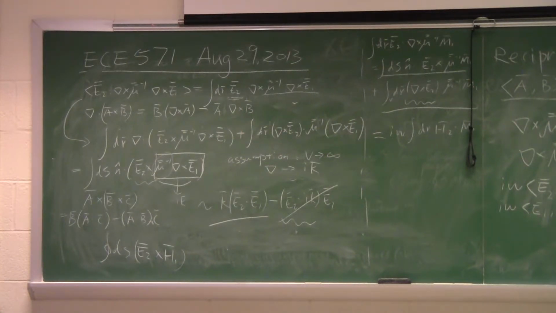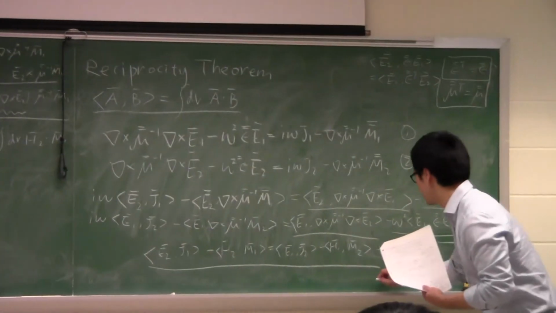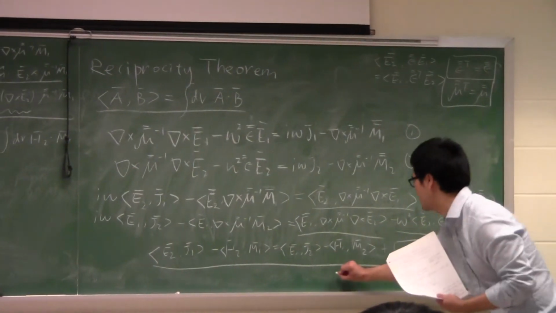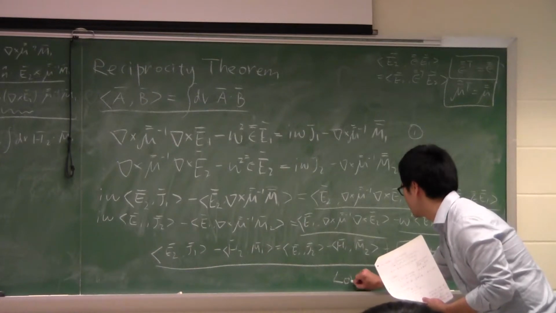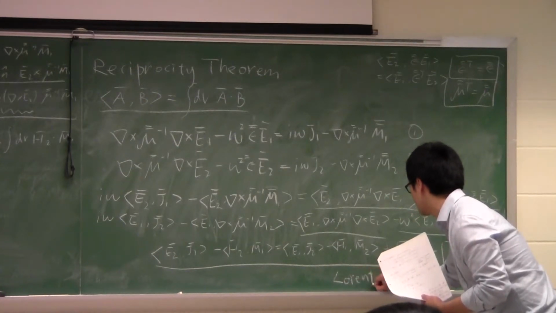So this is actually based on the assumption that the volume is infinity. But if the volume is finite, we should add two more terms here, which are the surface integral of E1 cross H2 and E2 cross H1. And when you add these two terms, it's called Lorentz reciprocity.